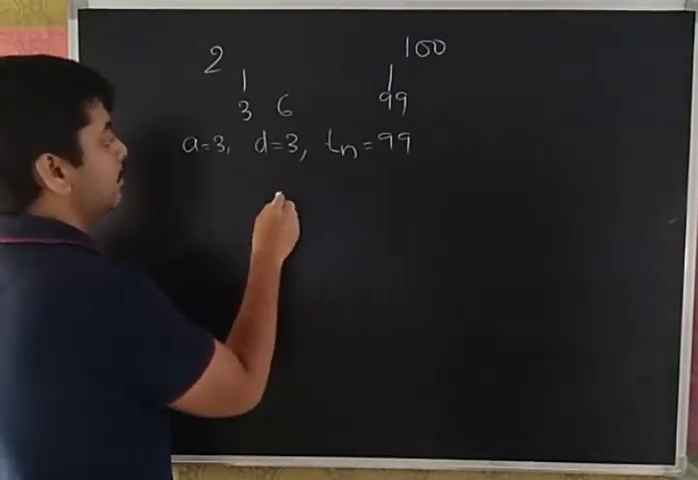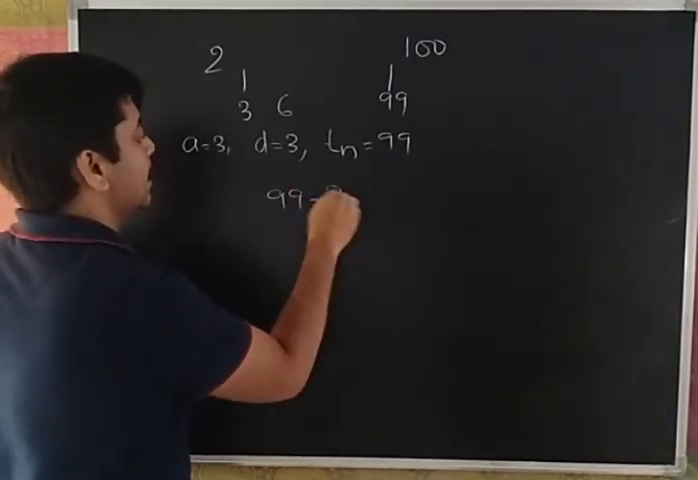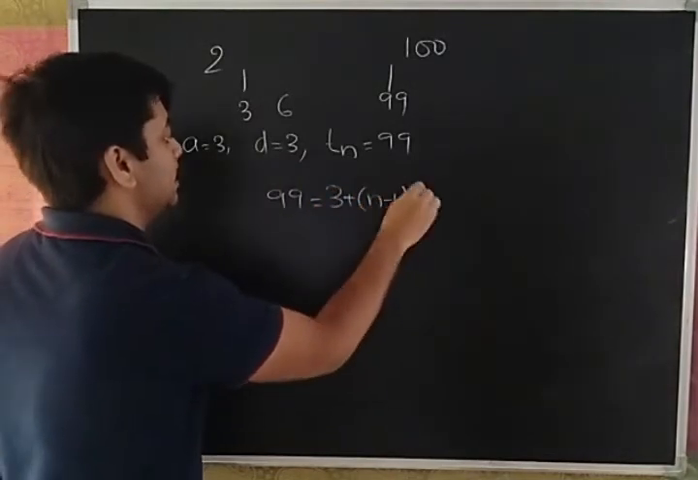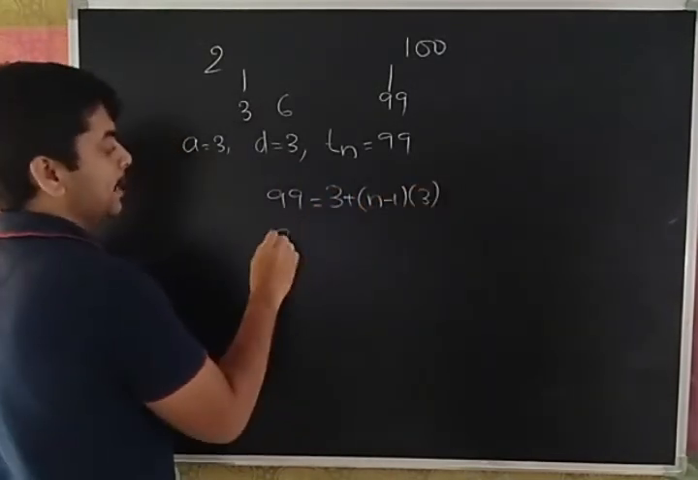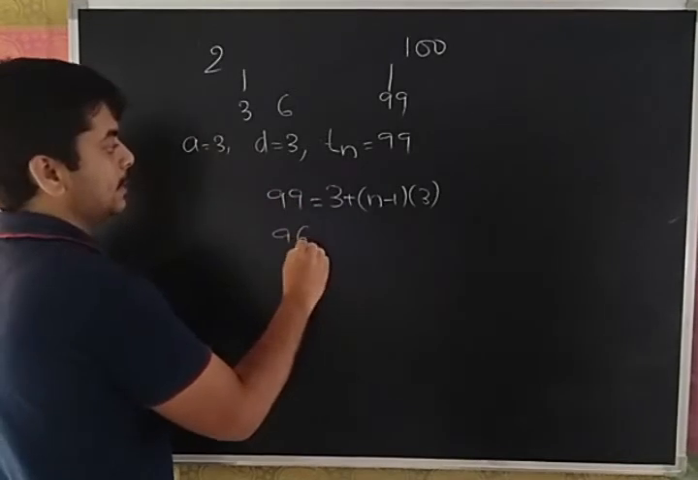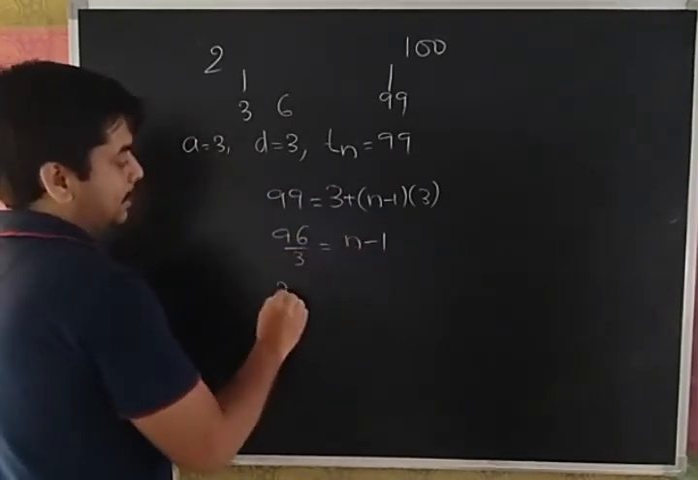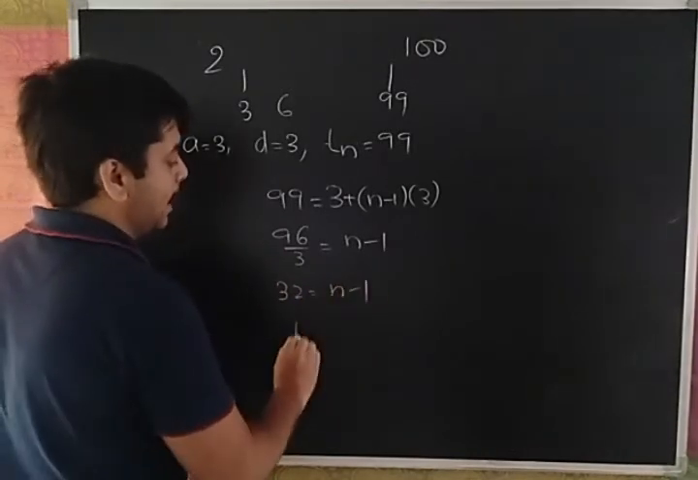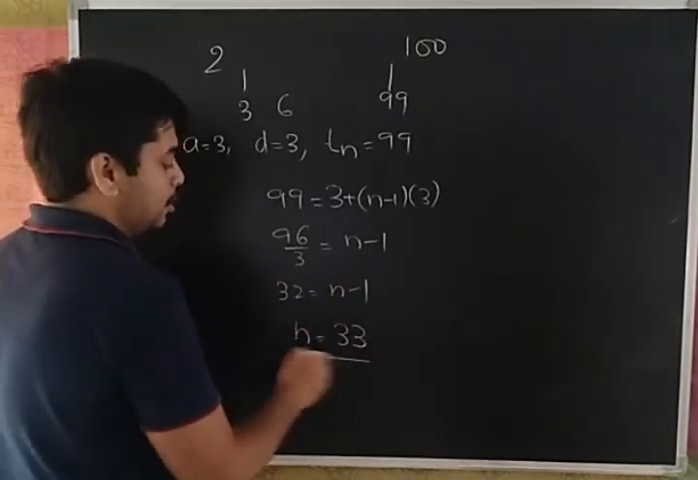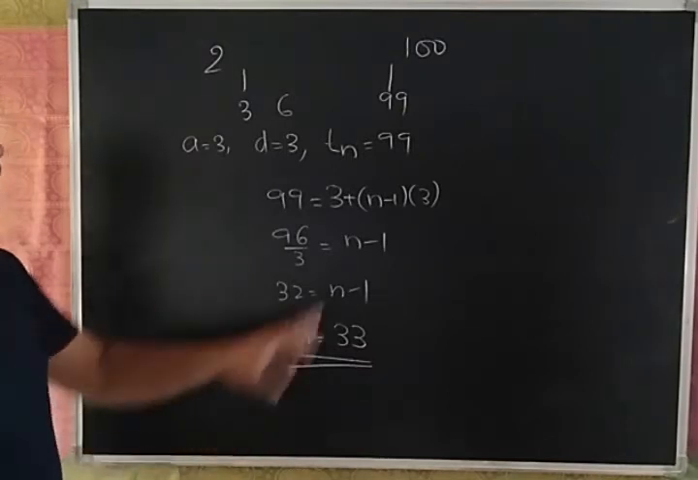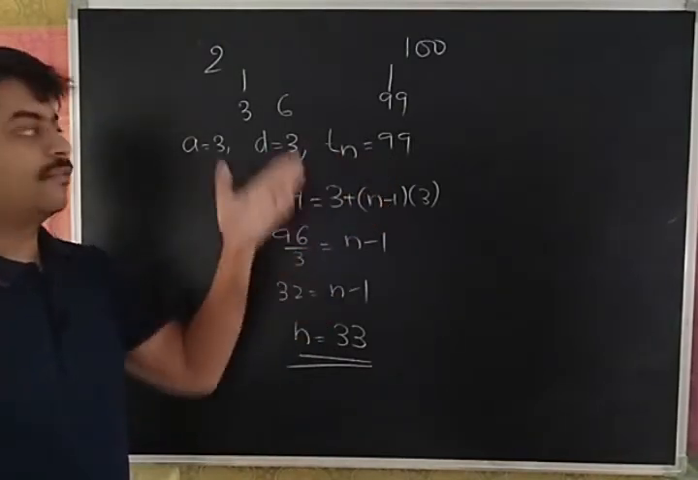What is the nth term? 99 is equal to a plus n minus 1 into d, that is again 3. 99 minus 3, that is 96, by 3 is equal to n minus 1. 3 times 32 is 96, so n minus 1 is 32, and n is 33. So the 33rd term is 99. So from here you can find the value of Sn.